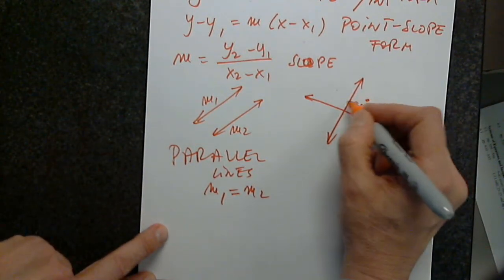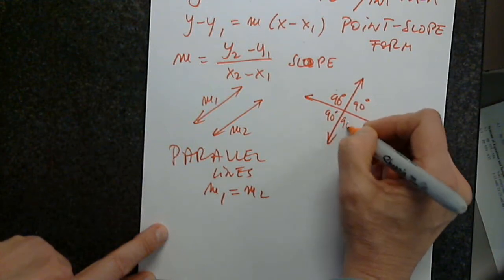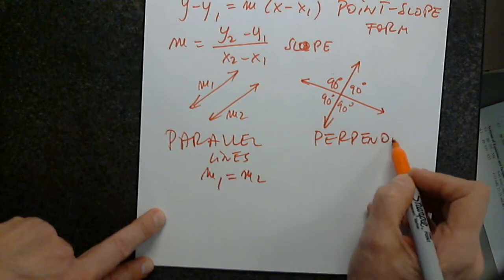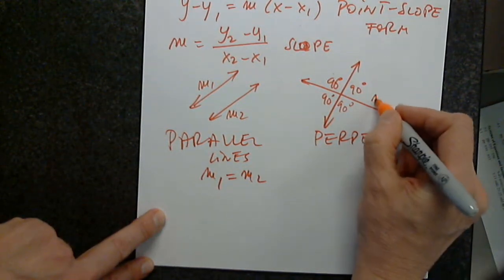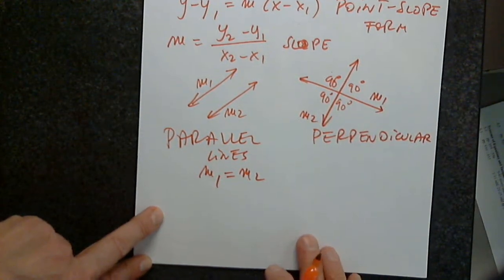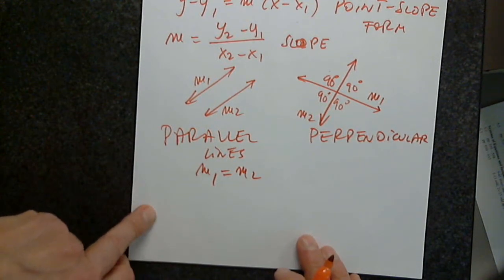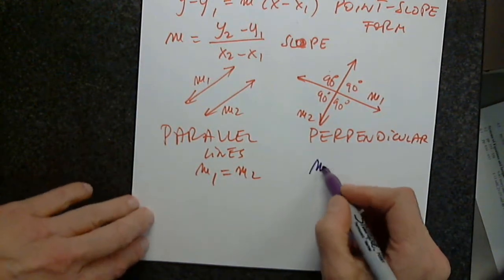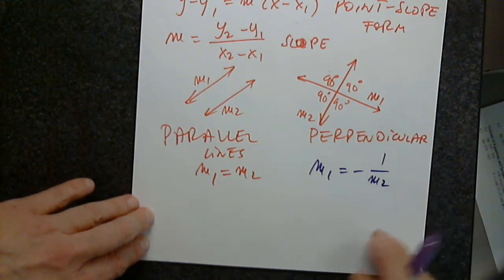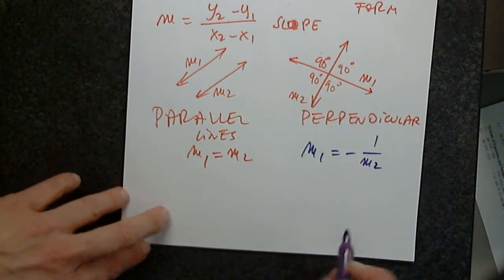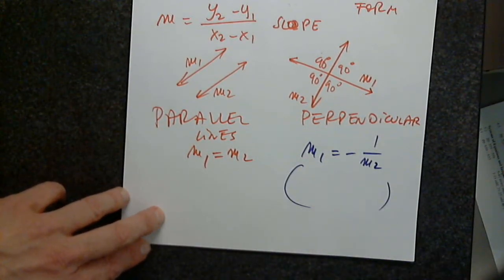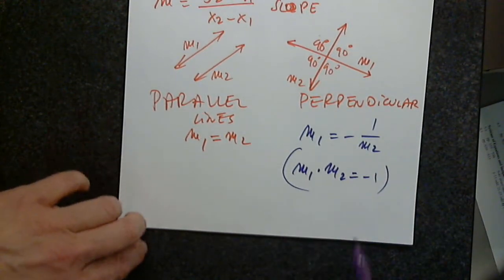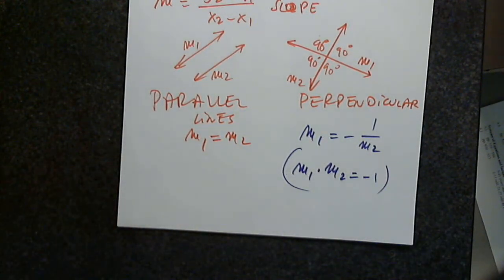So this is 90 degrees, 90 degrees, 90 degrees, 90 degrees. So these are perpendicular. So this is m1 and this is m2. So Mallory likes to remember it as m1 equals -1 over m2. That's perfect. I remember it, I think, much easier. The product equals -1. Just cross multiply. And that's what you get.